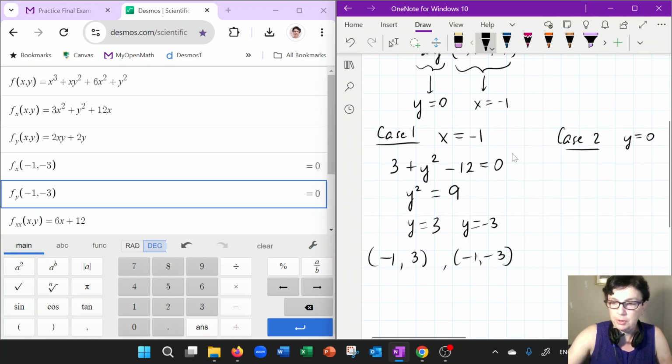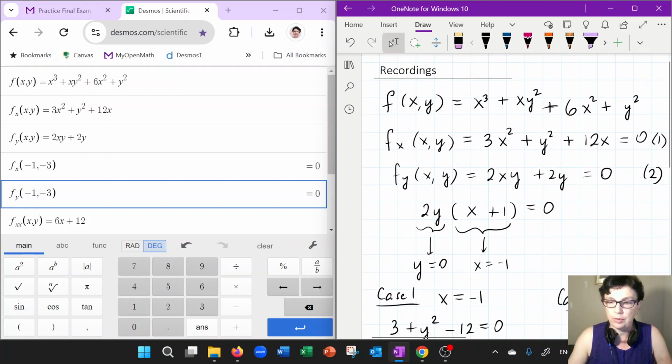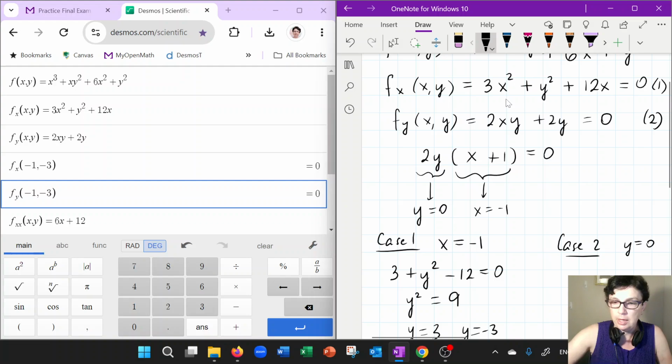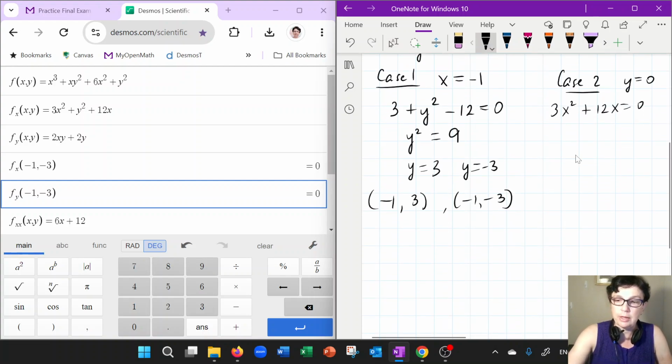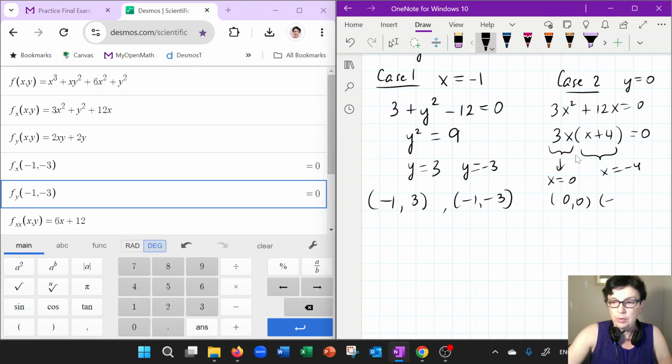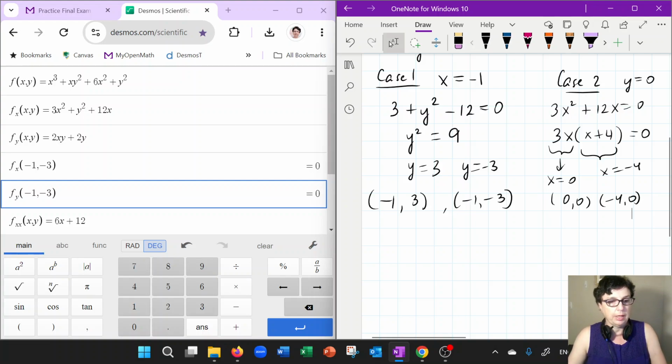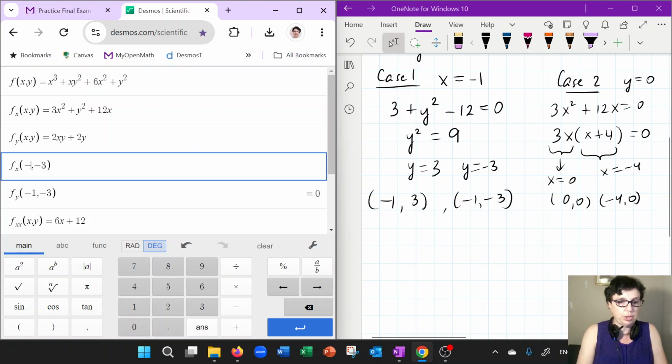So that's another possibility. So if y is 0, let's go back again to the first equation, and then we're going to get 3x squared plus 12x equals 0. Now, how can that happen? This is where I use another zero factor property. So I factor out 3x, I will get x plus 4, right? And again, this separates into either x equals 0 or x equals -4, which means that I also have (0, 0) and (-4, 0).